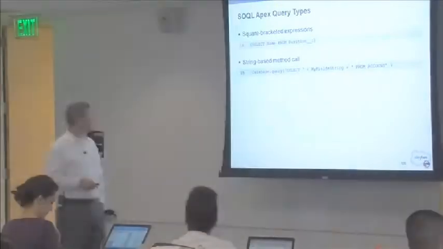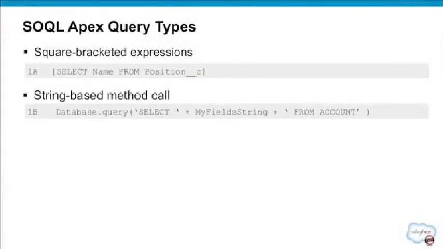Okay? There are two ways that you can execute your queries. One is to surround your query with square brackets. The other way is to build it up as a string and then to execute the query using the Database.query method. Okay?